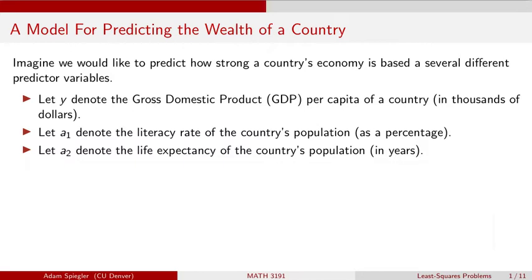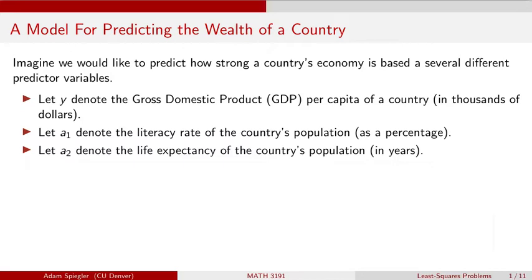And let's imagine that we believe that this can be predicted by two variables. A1 is the literacy rate of a country's population as a percentage, and A2 is a second variable, which is how healthy a country is, and we'll measure that by the life expectancy of that country's population. So if I happen to know the literacy rate of a country and the life expectancy of a country, how can I use that information to predict what that country's wealth will be, what their GDP per capita will be?